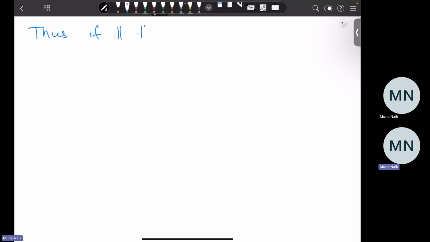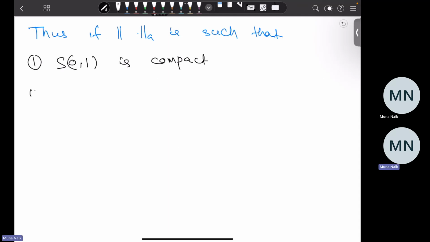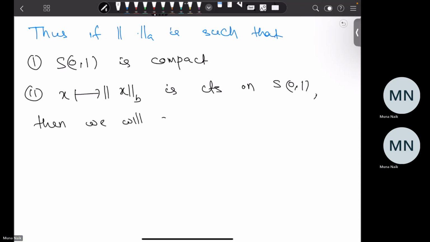So the thing is, if norm A is such that this S01 is compact, and second thing, x going to norm xp is continuous on S01, then we get norm A is equivalent to norm B. If I can find a norm A so that S01 is compact and x going to norm xp is continuous on S01, then we will get this.